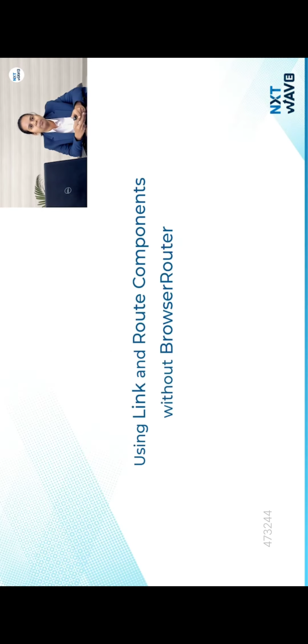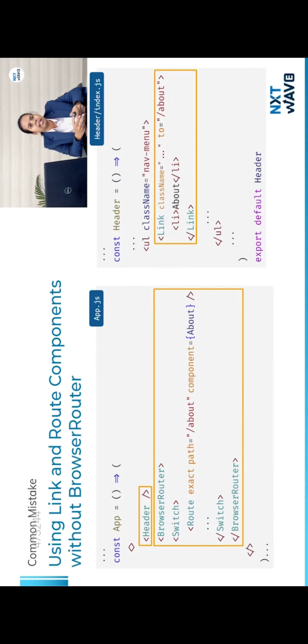Let's have a look at another: using link and route components without the browser router. Let's understand this. Here you can see that there is the header, and then after the header component we have written browser router. Within that we have the switch. Within the header component we have the link, right? Actually, within the browser router we have to make use of the link and the route.